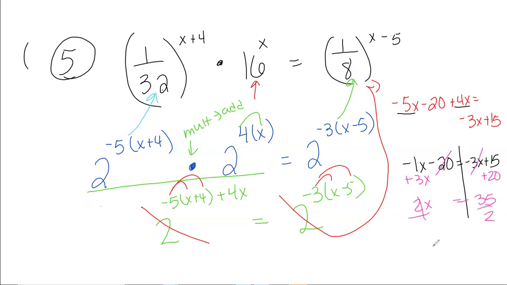Divide by 2, that does not reduce. I would just leave it like that. You could go decimal, but I would just leave it. 35 halves. Woo!